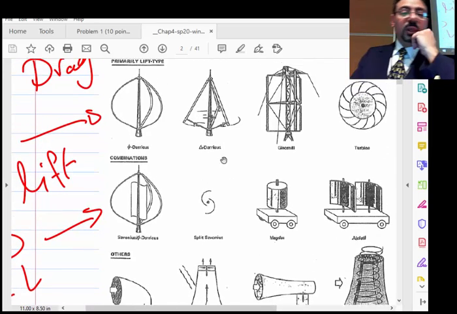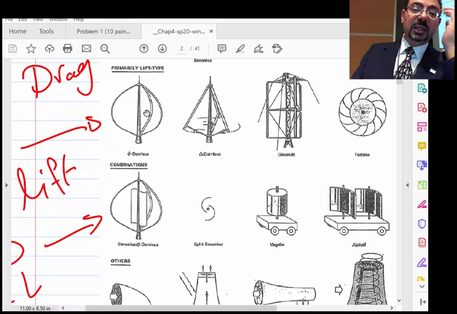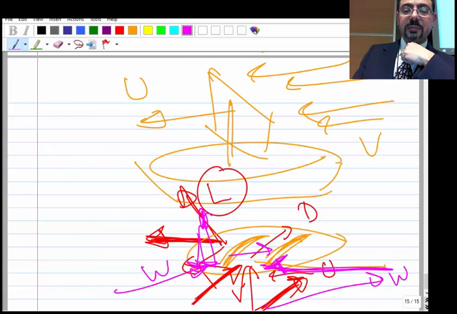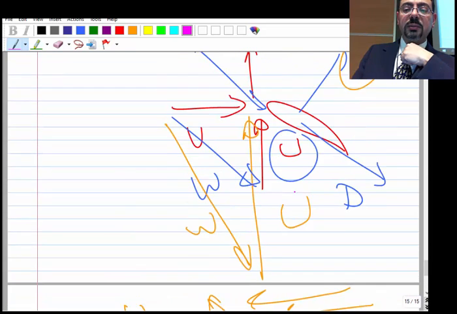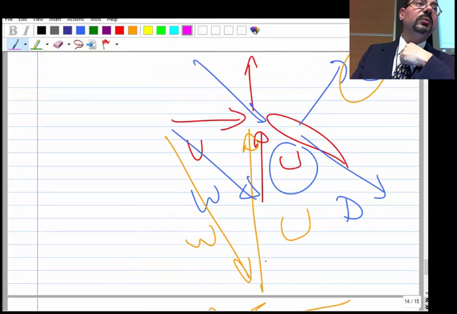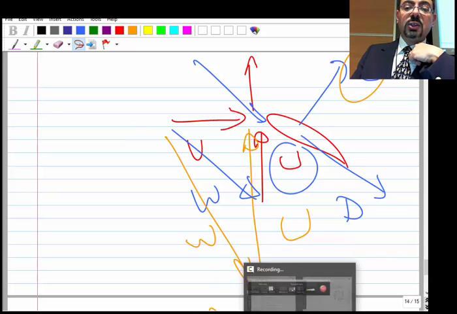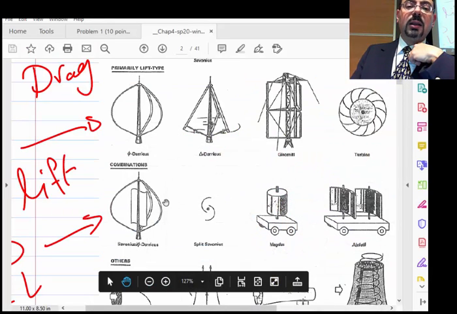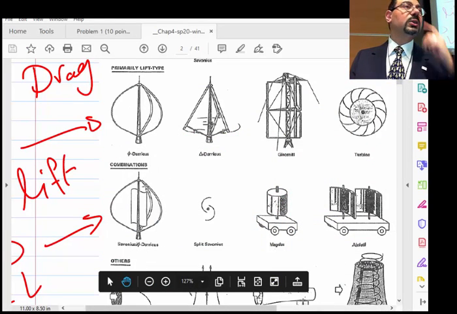However, the problem with lift machines like this is that for them to work, you need the U. Why do you need the U? So that W would be generated in the right direction. Okay? If your velocity is just the absolute wind velocity, you may not really rotate that well. Okay? So that's why sometimes they couldn't start.